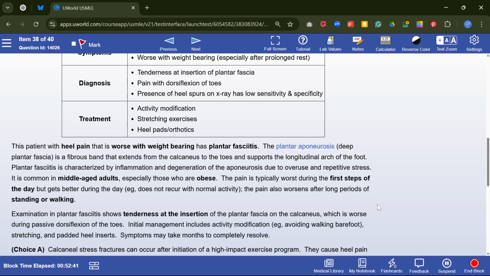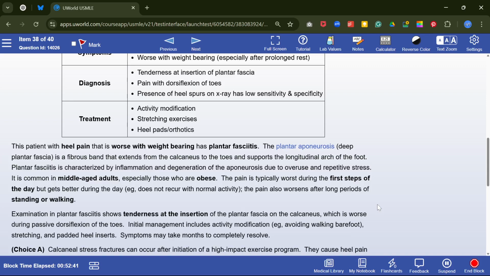It is common in middle-aged adults, especially those who are obese. The patient is typically worst during the first steps of the day, but gets better during the day and does not recur with normal activity. Pain also worsens after long periods of standing and walking.